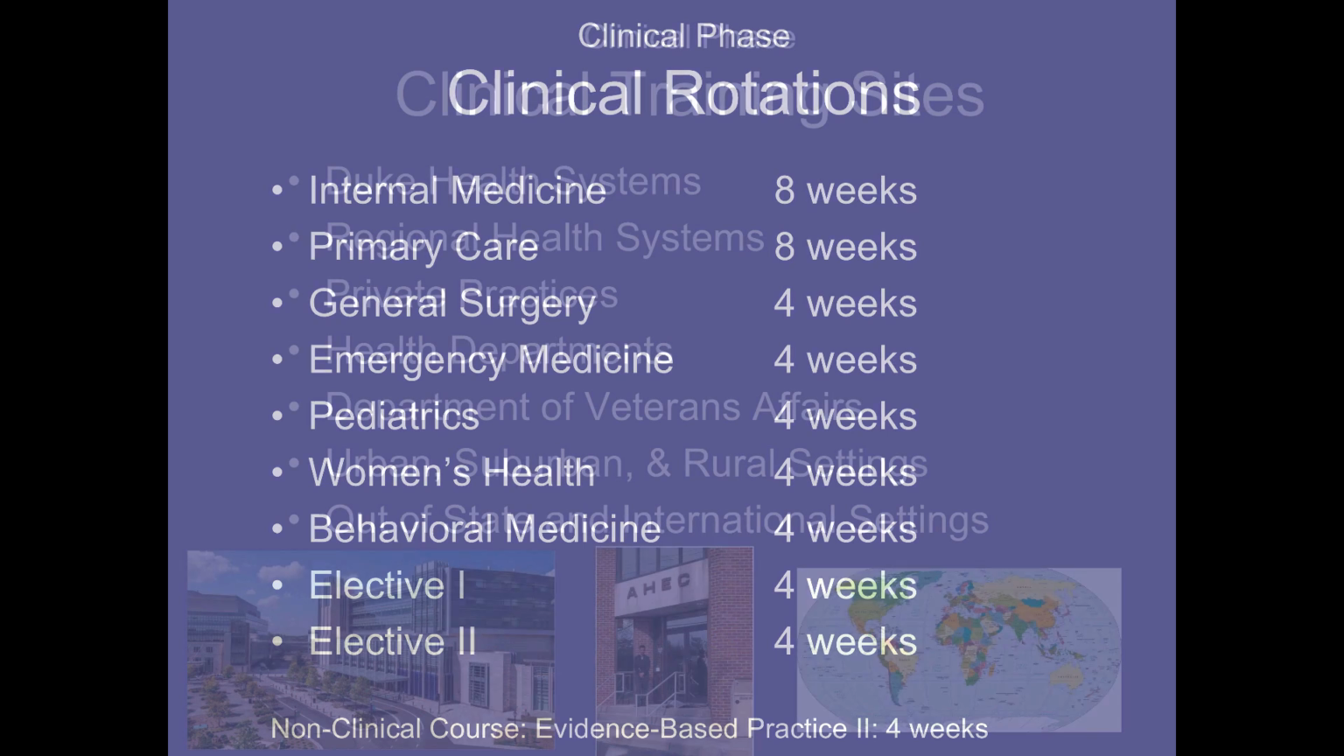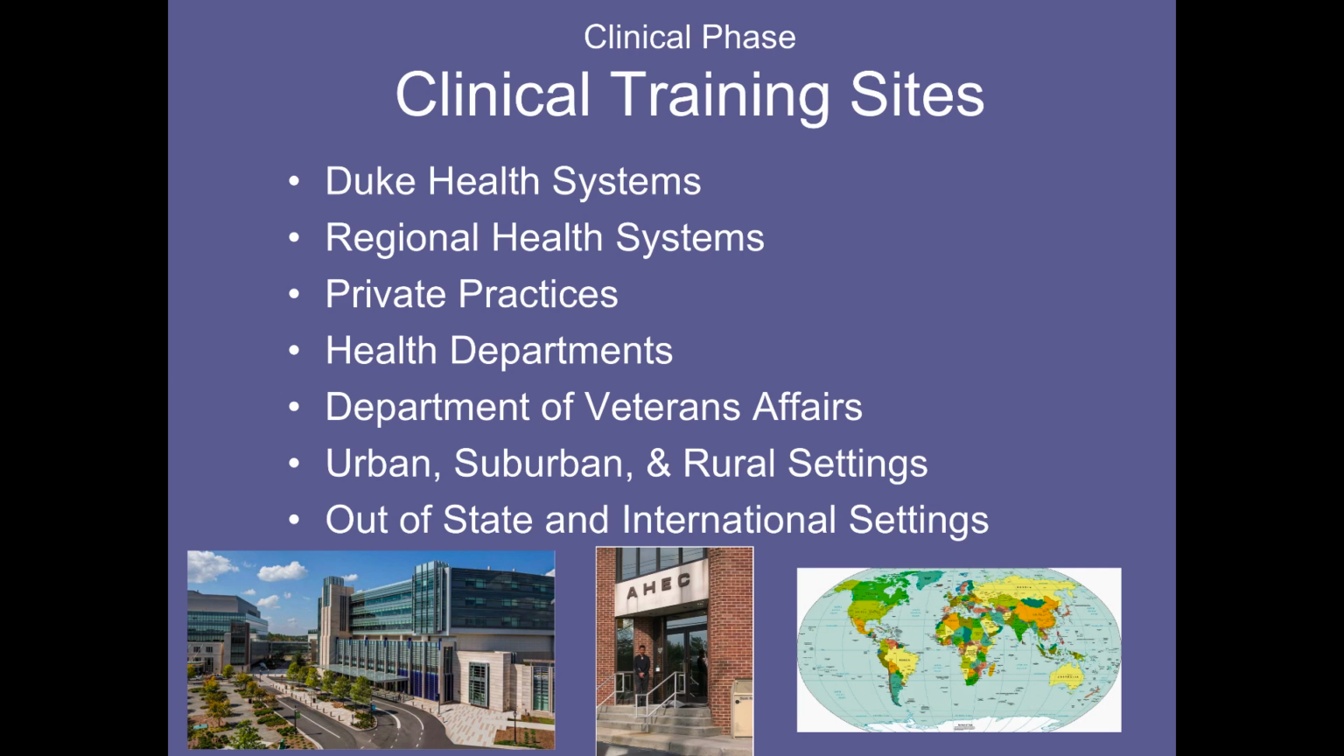The clinical education of Duke PA students takes place in a variety of clinical settings and communities throughout North Carolina, the United States, and often the world. Approximately 50% of clinical placements are within the Duke Health System, with many placements occurring in regional health systems, private practices, health departments, as well as with the VA. Students participate in learning in urban, suburban, and rural settings to ensure that they have great breadth and depth to their experience during their training.